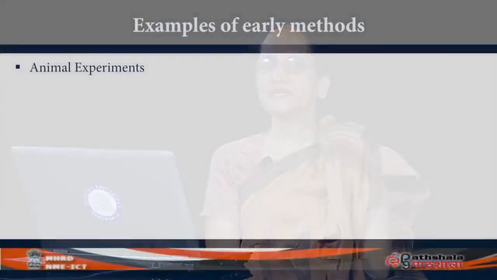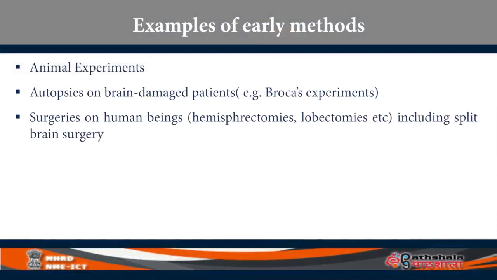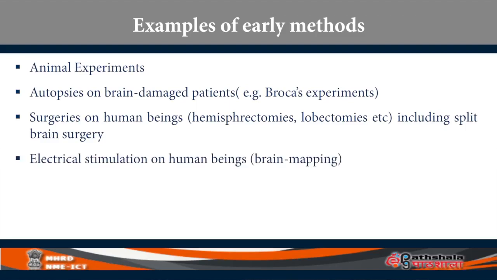In this lecture, I will be talking about some of the early methods I mentioned. Those methods are ablation experiments on animals, autopsies on brain damaged patients, surgeries on human beings like taking out a lobe or taking out an entire hemisphere or splitting the two hemispheres, and then electrical stimulation, and finally a behavioral test called dichotic listening. These are the techniques I will be explaining to you in this lecture.